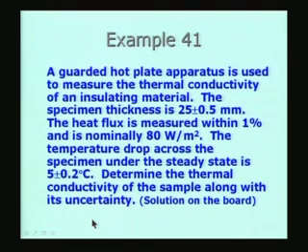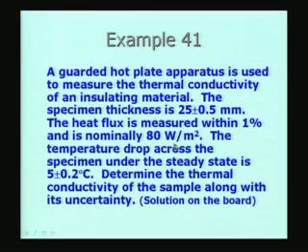With this basic understanding, let us look at the example. This is example 41. We have a guarded hot plate apparatus which is used to measure the thermal conductivity of insulating material. The specimen thickness is 25 plus or minus 0.5 millimeter, so I am looking at a typical case where the thickness is measured with plus or minus 0.5 mm precision. The heat flux is measured within 1% and the nominal value has been obtained as 80 watts per square meter.